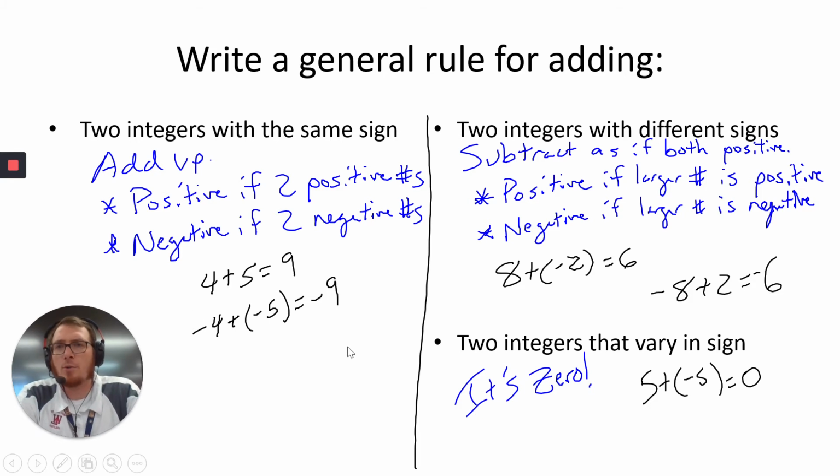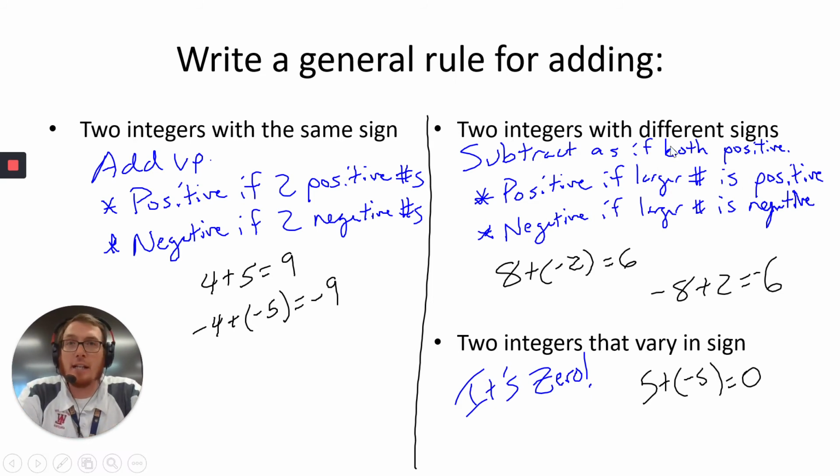When I say two integers with the same sign, what I'm saying is two positives or two negatives. The rules are the same for these two situations. You add them up, so 4 plus 5 is 9. Or in the second one, I ignore the negative signs. Negative 4 and negative 5, I just add 4 plus 5 and it's 9. But then I have to know that the label is negative because those are like the negative integer counters.